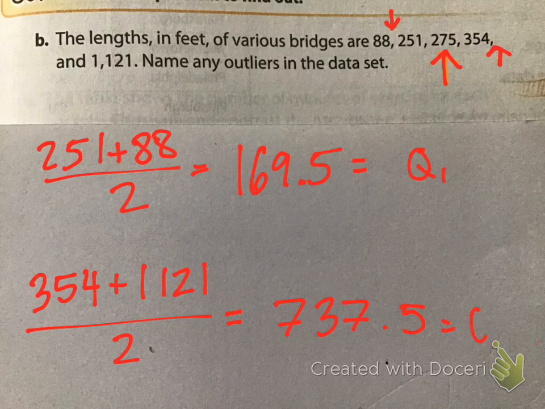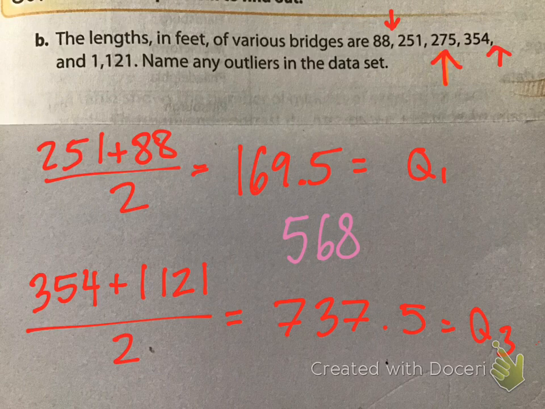This is our Q3. And the amount of numbers between the two of them, so the number space between the two of them, if I was going to find that, is Q3 minus Q1. We take away 169.5 from that, and we find out it's 568. So at this point, from our quartiles, we go above and below that.